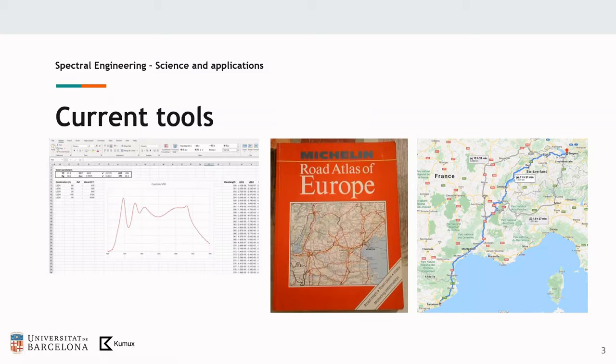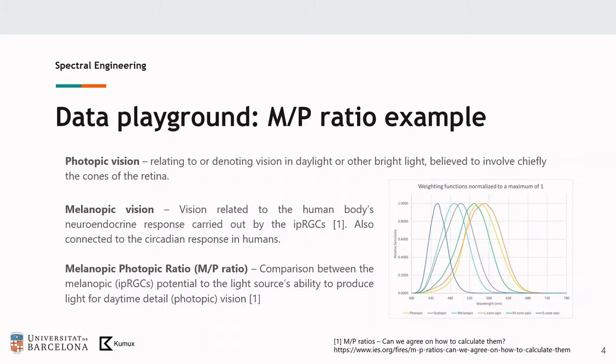Finding a perfect solution is very hard, since all the parameters change at the same time while moving the value of one channel. I know that this Excel file on the left is not the most advanced of the Excel files, but I think it is easy to get the point. To show the complexity of spectral engineering, I will use the MP ratio as an example.